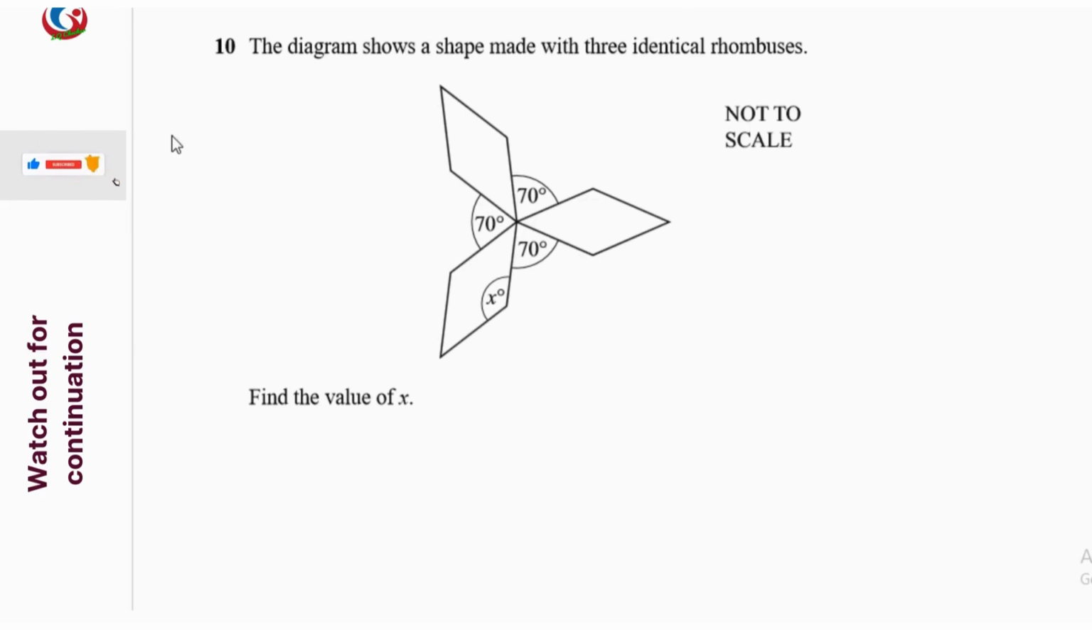Alright? Now, the question says we have 3 identical rhombuses. So we're going to take our time now to label the rhombuses. This will be rhombus A, this will be rhombus B, and this will be rhombus C. The 3 rhombuses. Now we've been given 3 equal angles here, so we have to complete the circle to calculate the total angles in a circle.